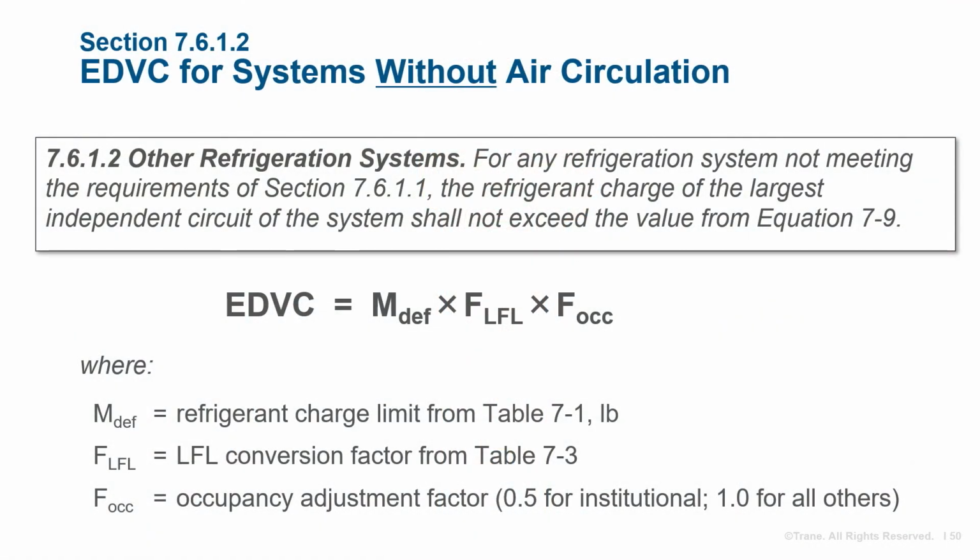Next, let's look at systems without air circulation. In this case, the EDVC is calculated by looking up the charge limit M from a table in the standard. The designer then multiplies that value by a conversion factor based on the refrigerant used. And finally, by the occupancy adjustment factor.